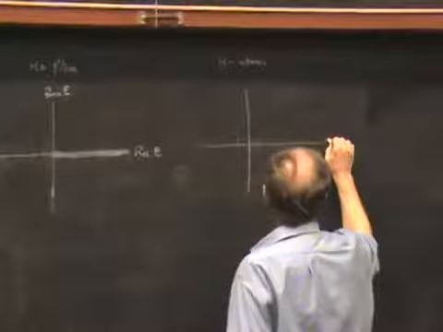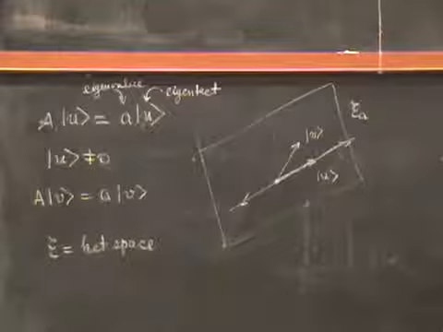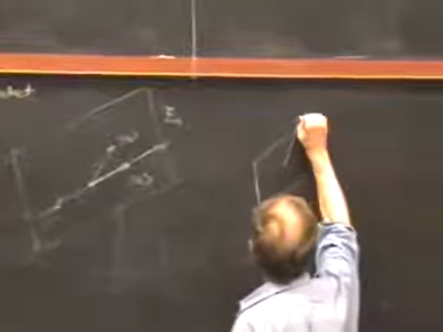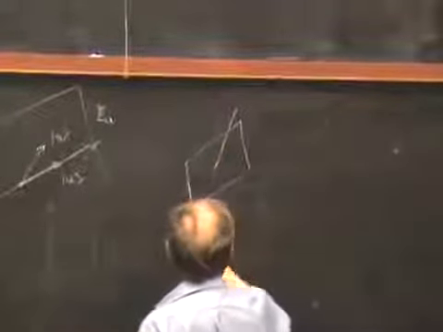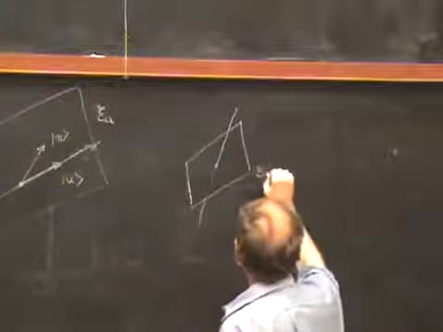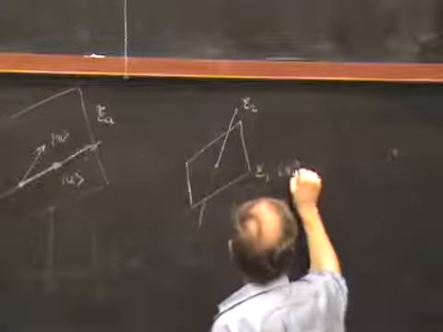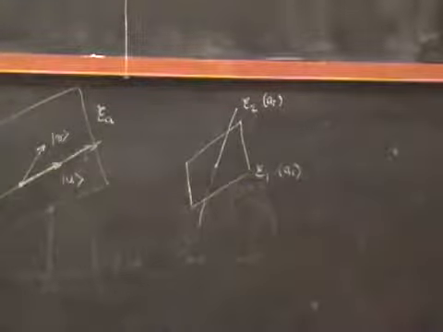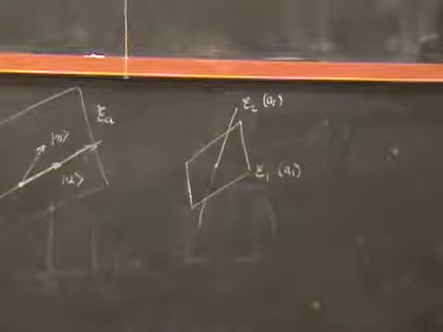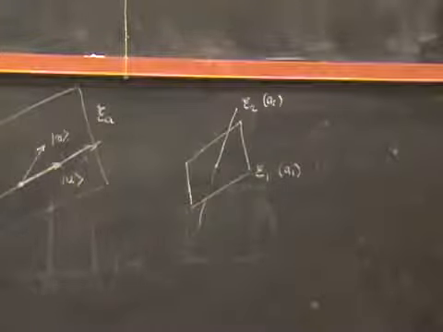Let me just try to draw a picture of it. If I've got two spaces, here might be one, and then here might be another one going off like this. I've drawn one of them to be two-dimensional, one to be one-dimensional. Let's say this is E1 and this is E2, two different ket spaces corresponding to eigenvalues A1 and A2. You can imagine it looking something like that.